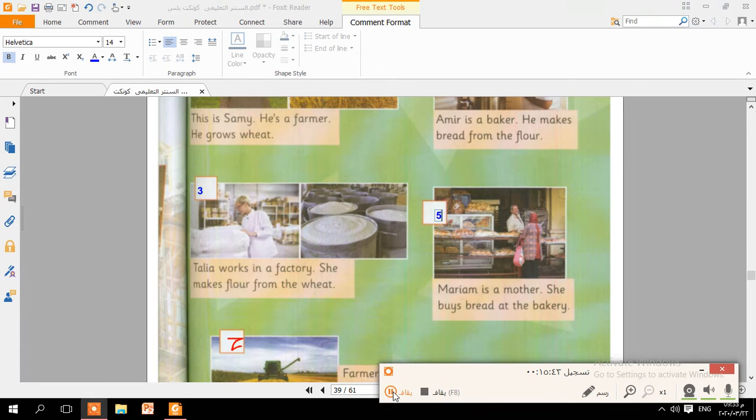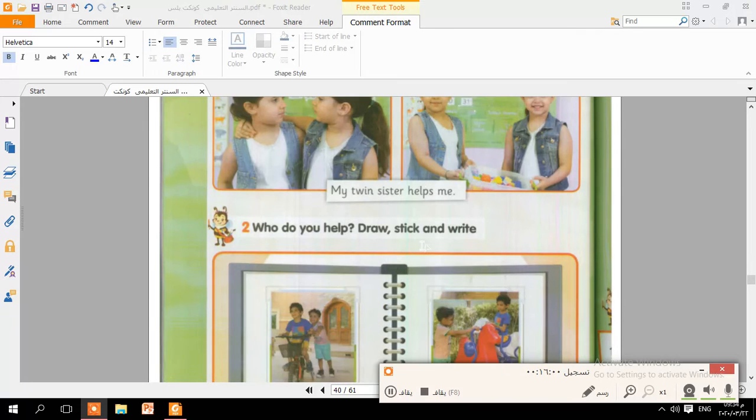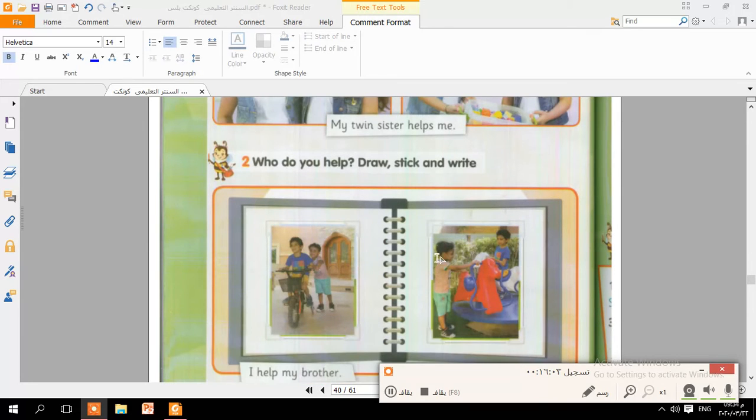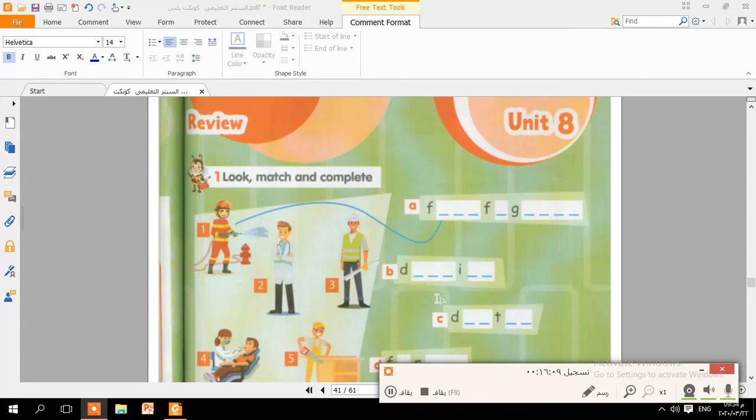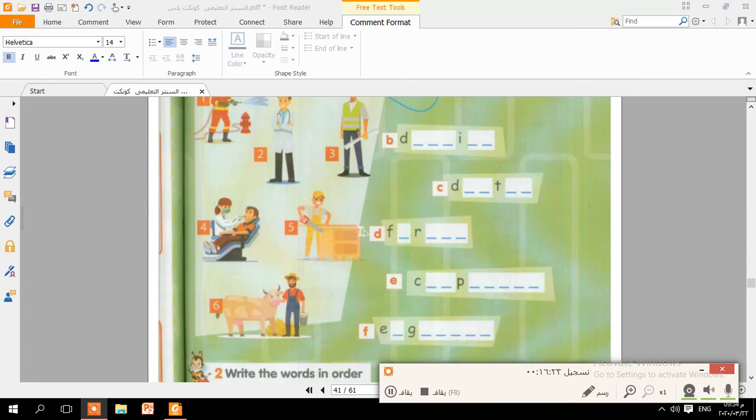Okay. Bring page number 30. Page number 30. Who helps you? Draw, stick, and write. This is an activity. You should do an album of yourself and your family in the activity notebook. And the next page, page 31. What can you see? I can see a firefighter, doctor, an engineer, dentist, carpenter, farmer.